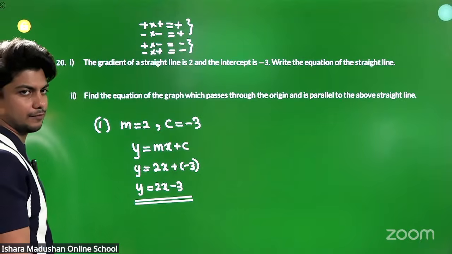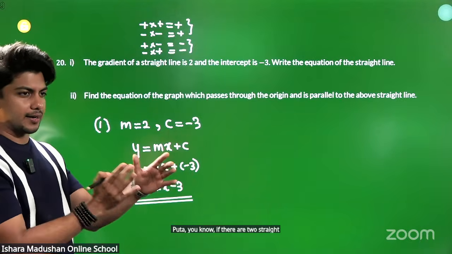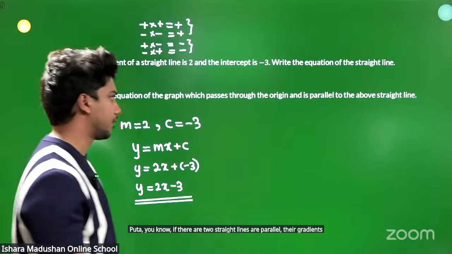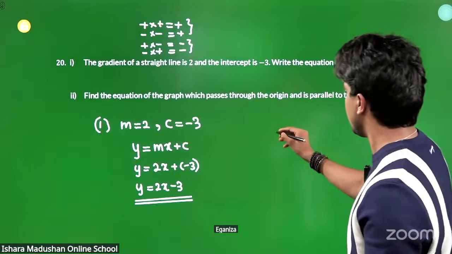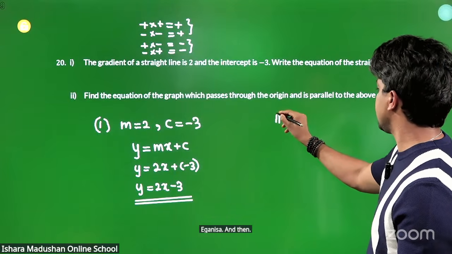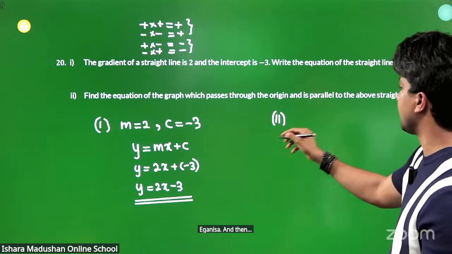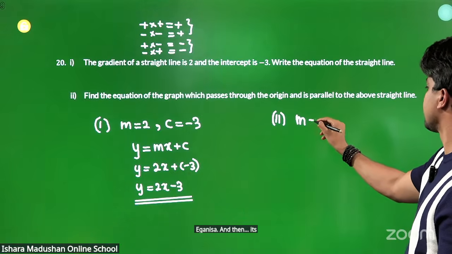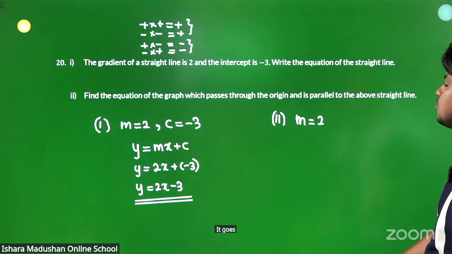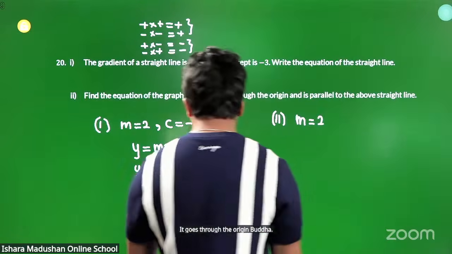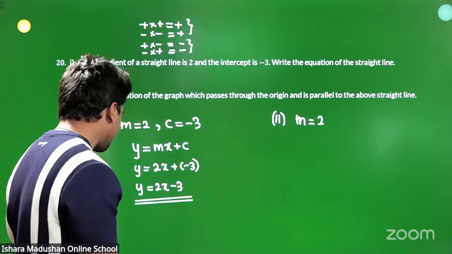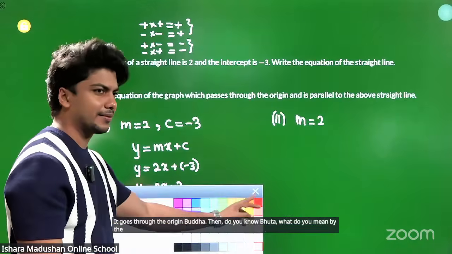But you know, if two straight lines are parallel, their gradients are equal. So there is another line, and since it is parallel to this line, its gradient is 2 as well. It goes through the origin. Then do you know what is meant by the intercept?